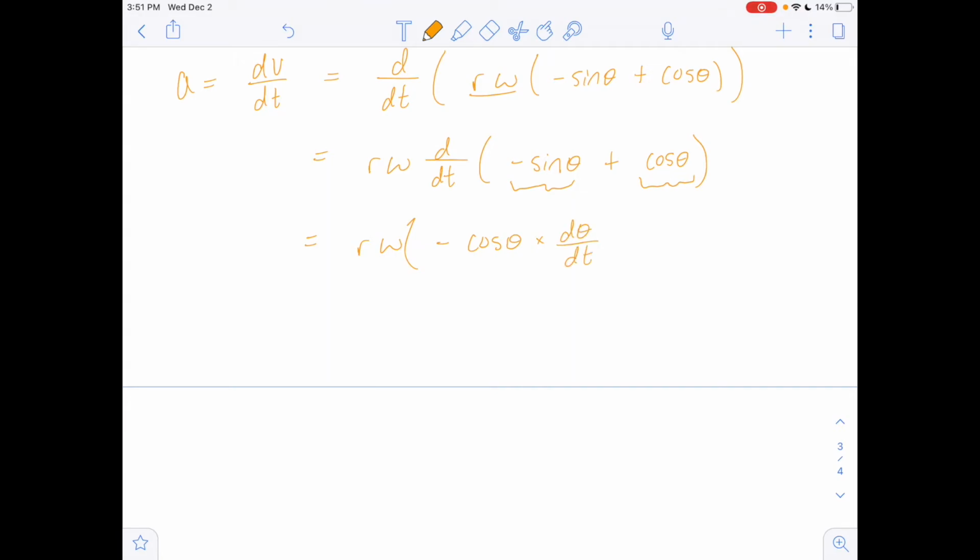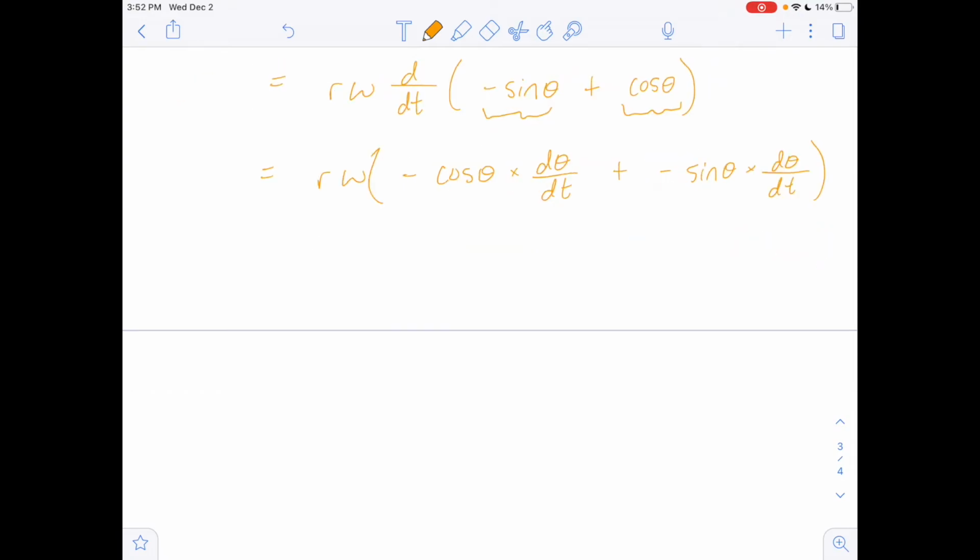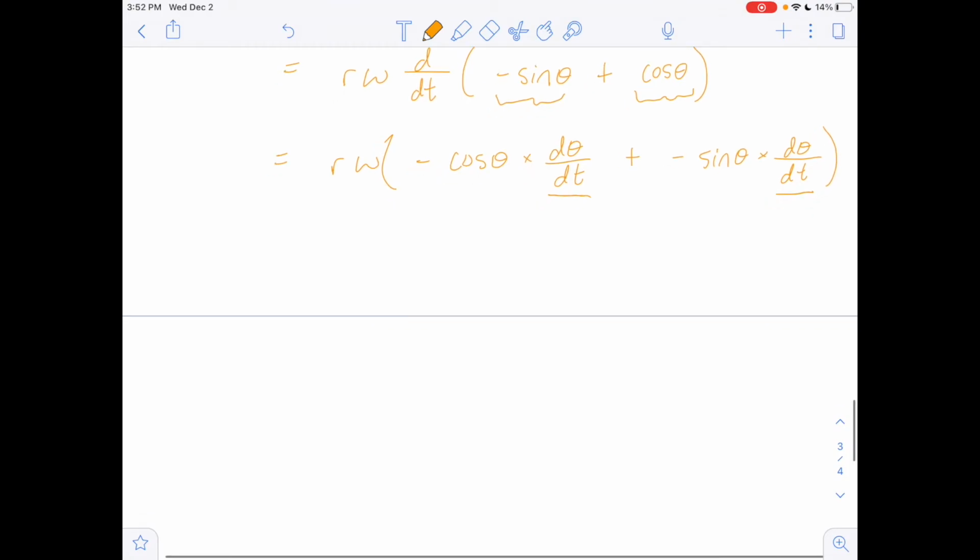Remember, we have to take the derivative of that inside function again. And then we're going to have plus a negative sine theta, and then times that by the derivative of theta with respect to time. Okay, and so now what we can do is replace d theta dt with omega again, and we will factor out a negative omega from this. And if we do that, then we can write this as negative r omega squared times cosine theta plus sine of theta.